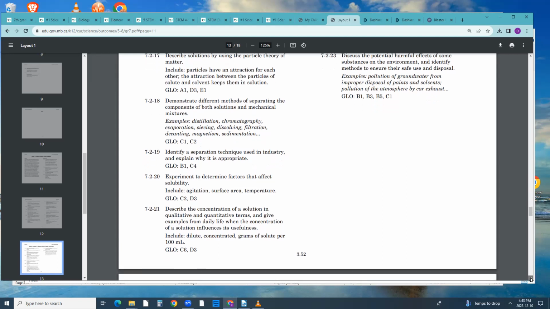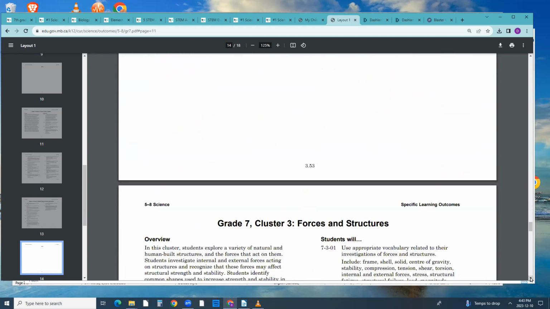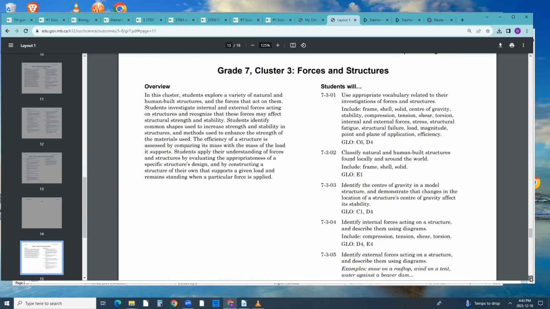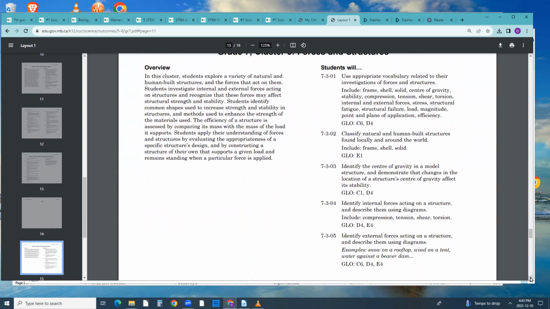Grade 7, Cluster 3, Forces and Structures. Overview. In this cluster, students explore a variety of natural and human-built structures, and the forces that act on them. Students investigate internal and external forces acting on structures and recognize that these forces may affect structural strength and stability. Students identify common shapes used to increase strength and stability in structures, and methods used to enhance the strength of the materials used.